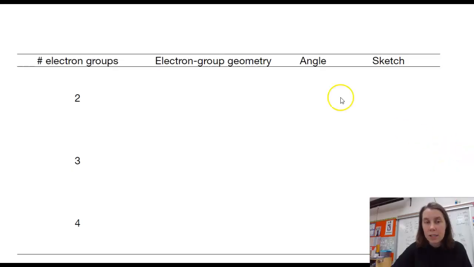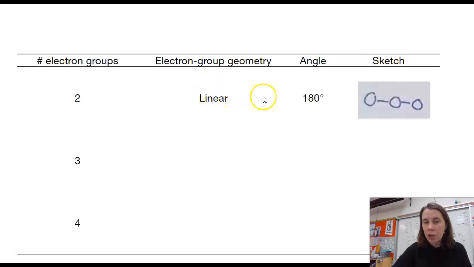So first, just let's summarize what we just went over in terms of electron group geometry. So what I showed you in the simulation is that if we have 2 electron groups, you get a linear shape. The angle is 180, and if we were to draw a sketch of that, which is how you'll represent the shapes, it would just be 3 atoms in a line.